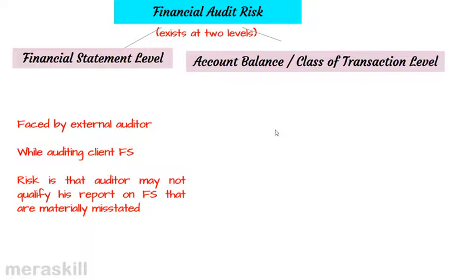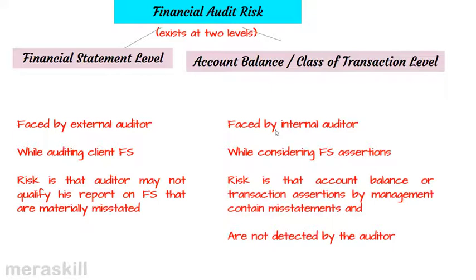That is the risk of an external auditor at the financial statement level. Now, the account balance, a particular balance, a class of transaction, that level. The financial statement is a higher level, right? This is faced by the internal auditor while considering the financial statement assertions. Management makes several assertions about the balance of inventory, about the balance of debtors, about the fixed assets, about the charge of depreciation, etc.